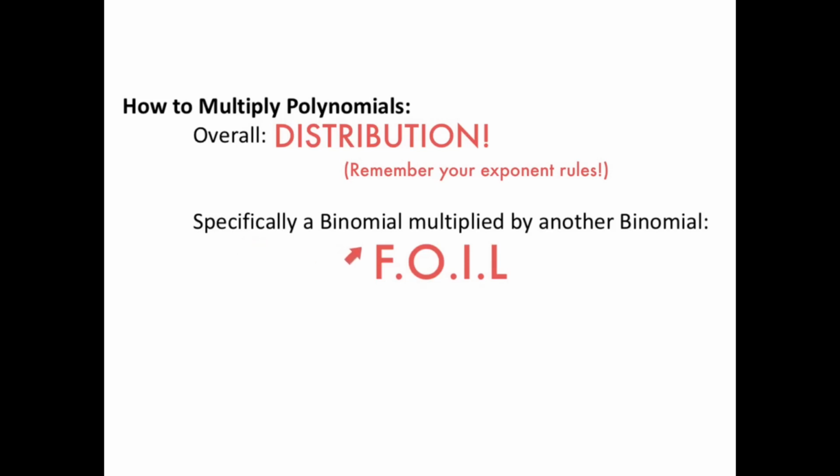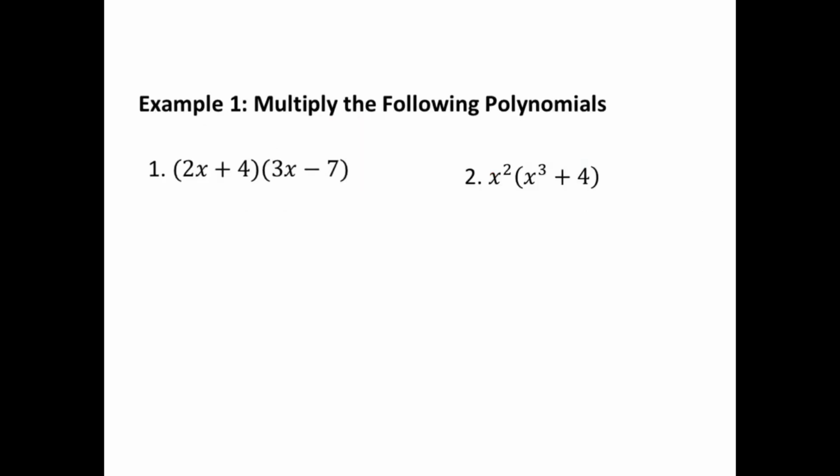Specifically, a binomial multiplied by another binomial, though we are distributing, does have this acronym of FOIL, where the F stands for first, the O stands for outer, the I stands for inner, and the L stands for last, which refers to the placement of the terms in the binomials. For our first problem, we have a binomial 2x plus 4 times a binomial 3x minus 7, so we will go ahead and use that acronym of FOIL.